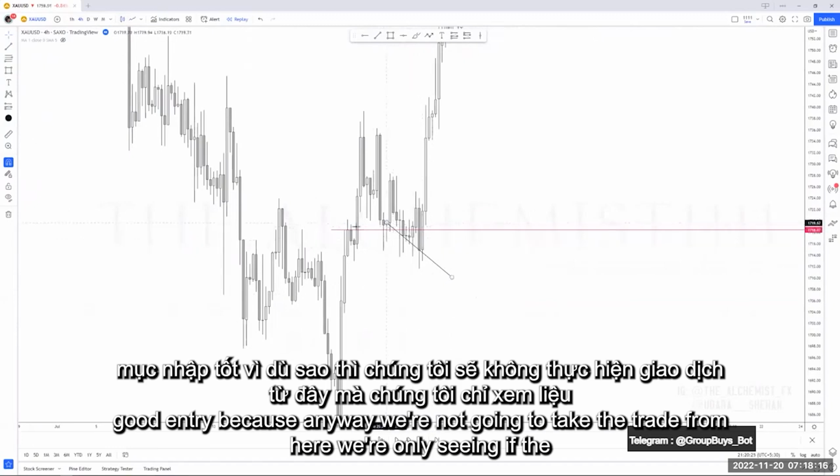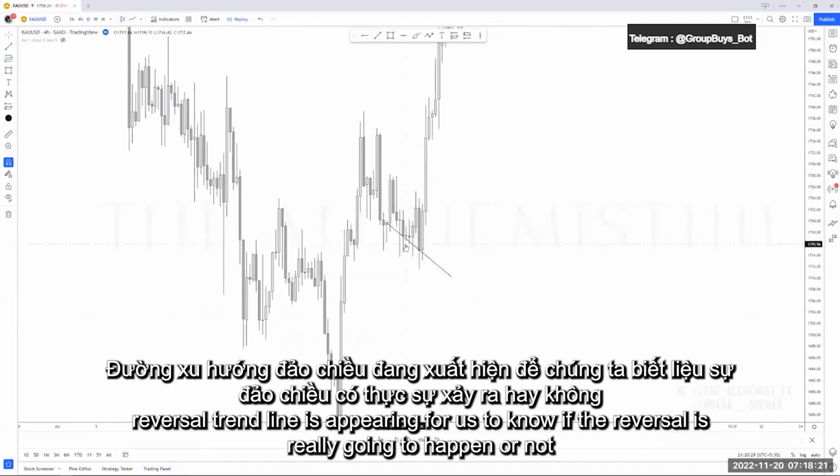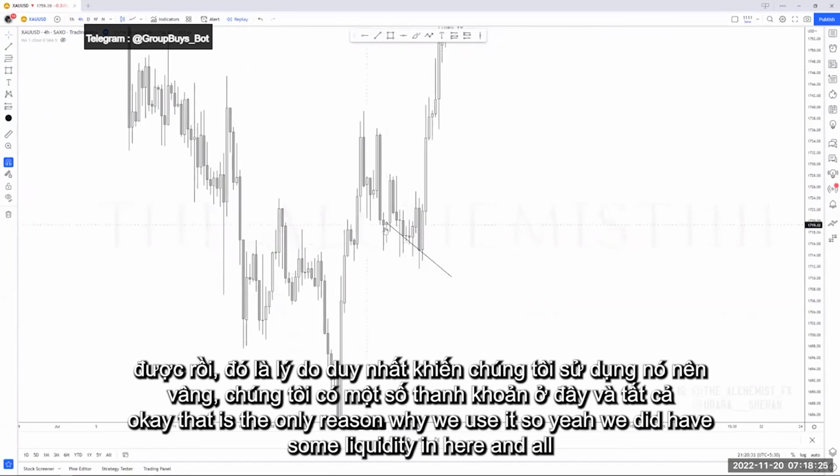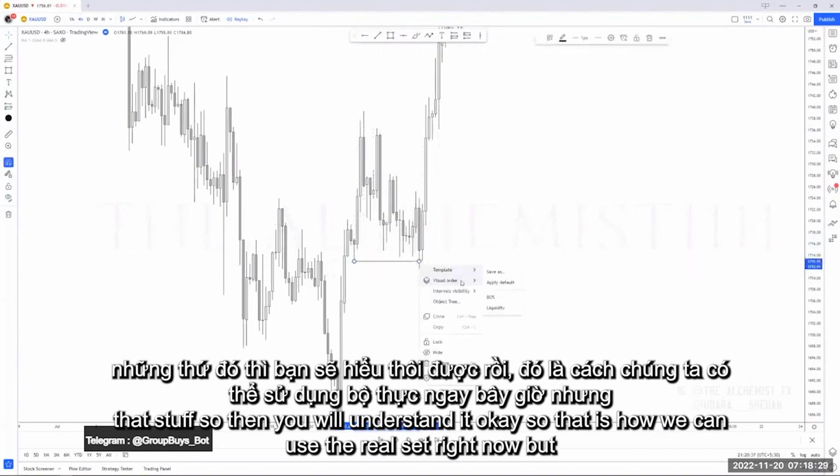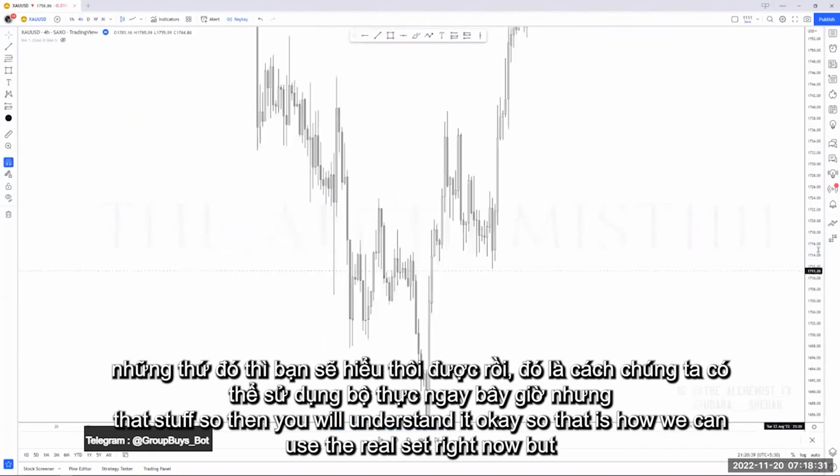Not a very good entry because anyway, we're not going to take the trade from here. We're only seeing if the reversal trend line is appearing for us to know if the reversal is really going to happen or not. That is the only reason why we use it. So yeah, we did have some liquidity in here and all that stuff. So then you will understand it. So that is how we can use the reversal trend line.